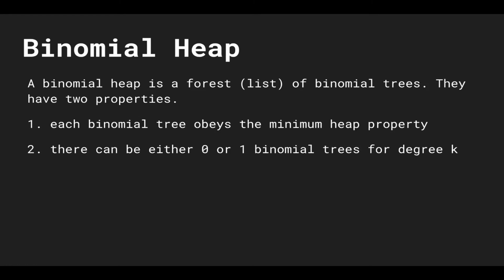So going back to the definition of a binomial heap, a binomial heap is simply a forest or list of binomial trees. And binomial heaps have two properties. Each binomial tree obeys the minimum heap property, so every node has to be less than or equal to all of its children. And if a binomial heap is a max binomial heap, then it's going to be the maximum heap property. So either or, minimum or maximum. And the second property that binomial heaps must satisfy is that there can be at most one binomial tree for a specific degree k, so 0 or 1.